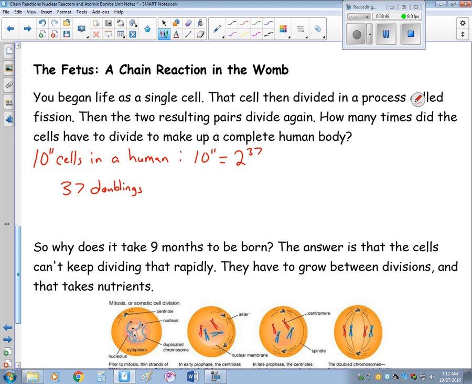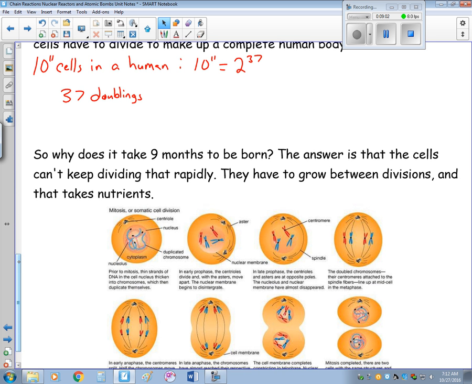So even if each division took a day, the whole process should be done in 37 days if you think about that. However, it takes 9 months to be born. So why is that? Well, it turns out that cells simply cannot keep dividing rapidly. They have to grow in between the divisions, and that takes nutrients.